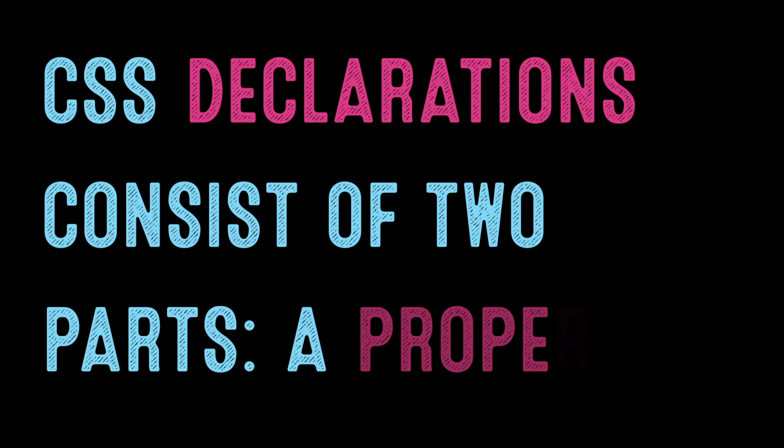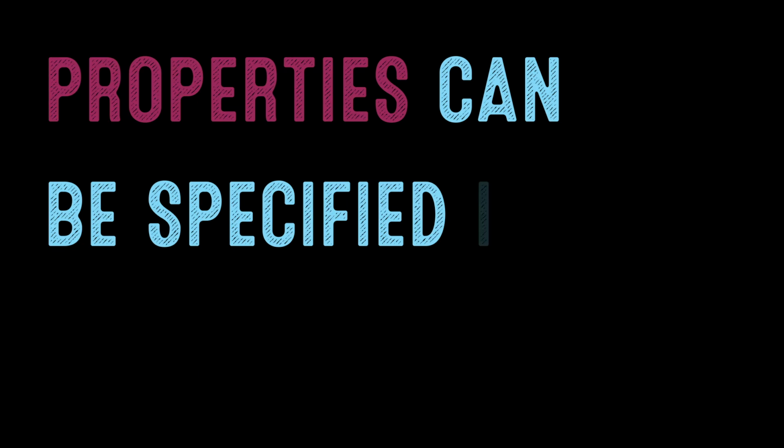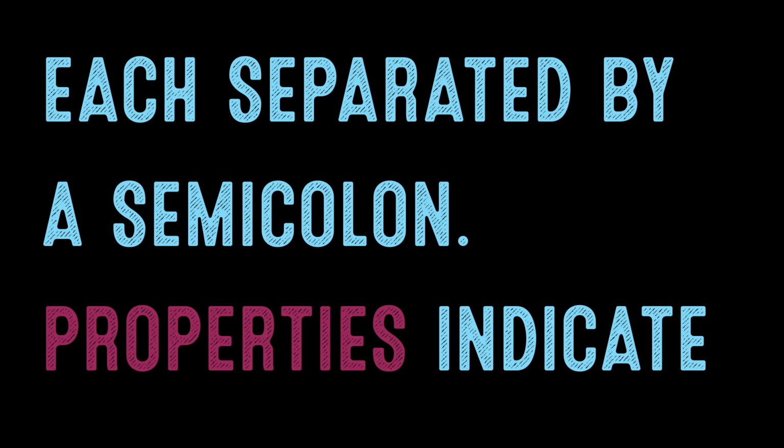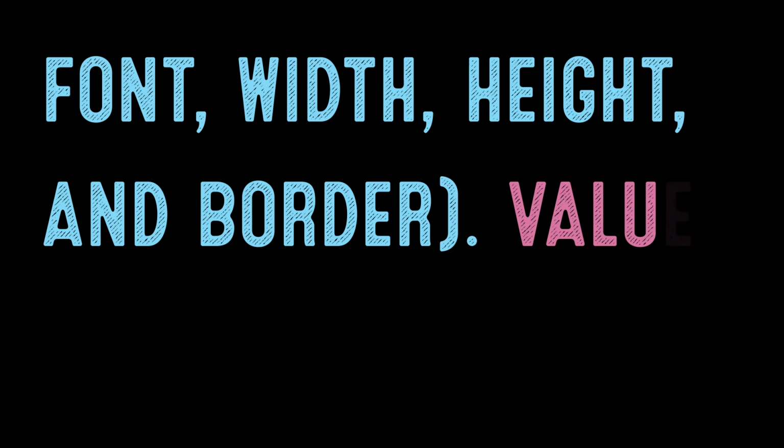CSS declarations consist of two parts, a property and a value, separated by a colon. Several properties can be specified in one declaration, each separated by a semicolon. Properties indicate the aspects of the element you want to change. Example: color, font, width, height, and border.